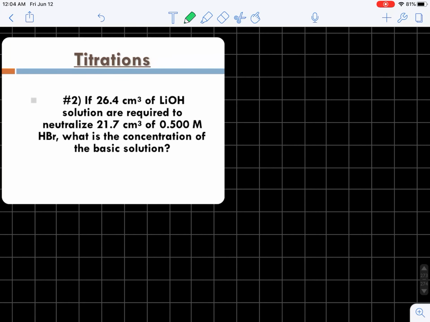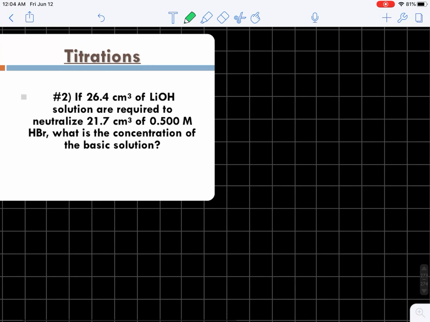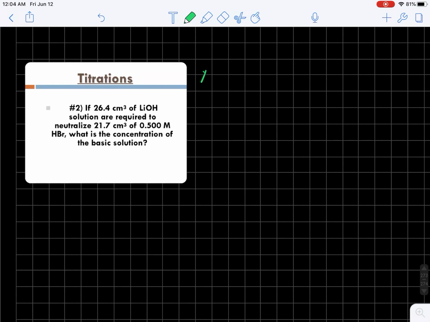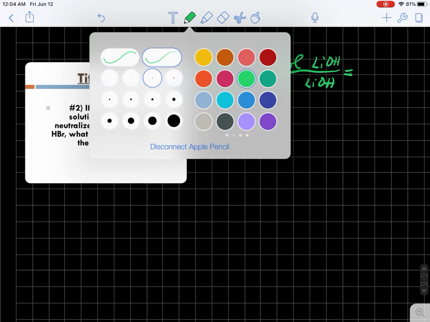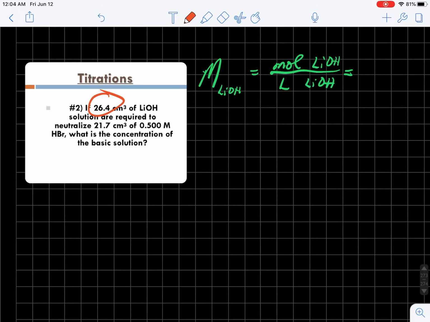And the last problem of the year, we got 26.4 milliliters of base, and we're going to neutralize it with 21.7 mils of our standardized acid. What is the concentration of the base? All right, so what is it that they're actually asking for? They are asking for concentration, which means molarity of the base, which is LiOH, lithium hydroxide. So we want moles of lithium hydroxide over liters of lithium hydroxide. Do they give us either of these two things? And the answer is, yeah, kinda.